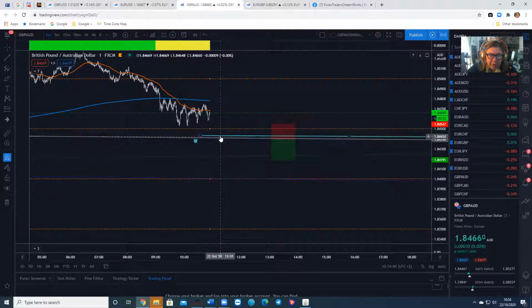I've marked it up that way. I've got my alert on there just above that line. Therefore, I know I don't want to get in anywhere above it. And that's all instant.